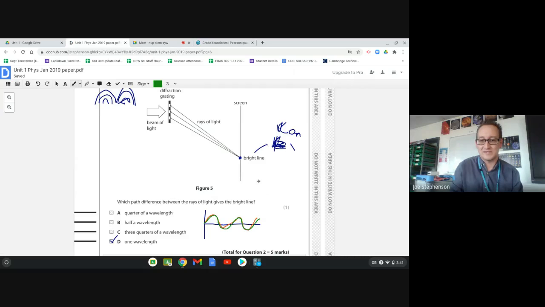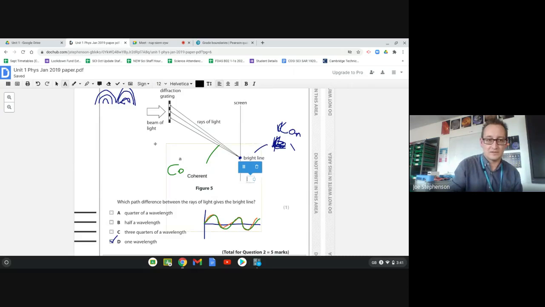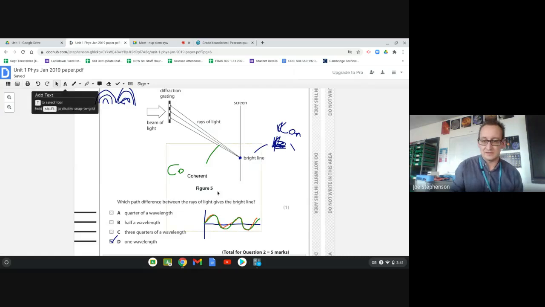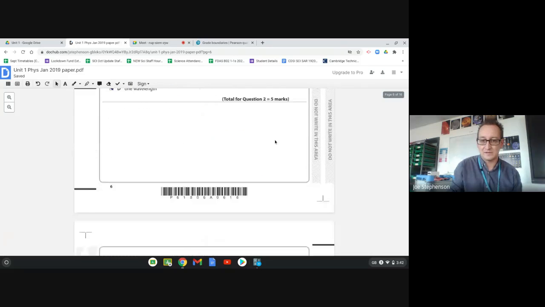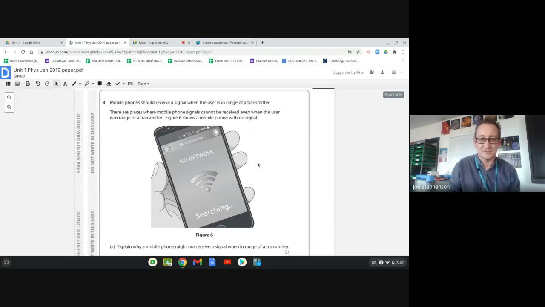And what this actually means is that all of these here are coherent. Let's type that in rather than try and write it. Okay, so they're coherent. And because they're coherent, that means their wavelengths match up in that particular sense. And that's what gives you that constructive interference pattern on the wall. So again, one mark for quite a hard answer in that respect.